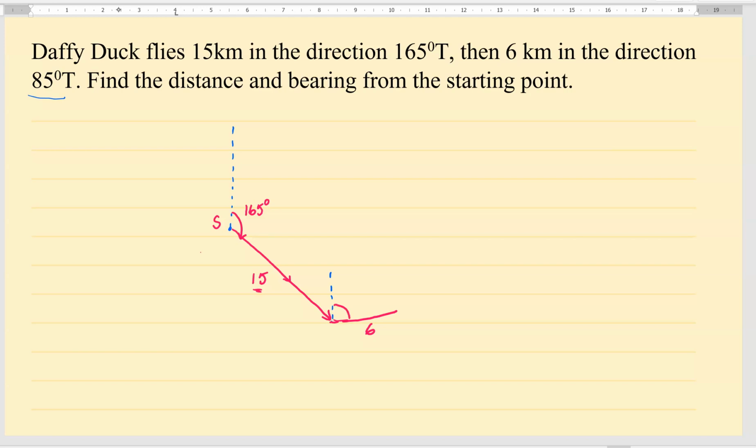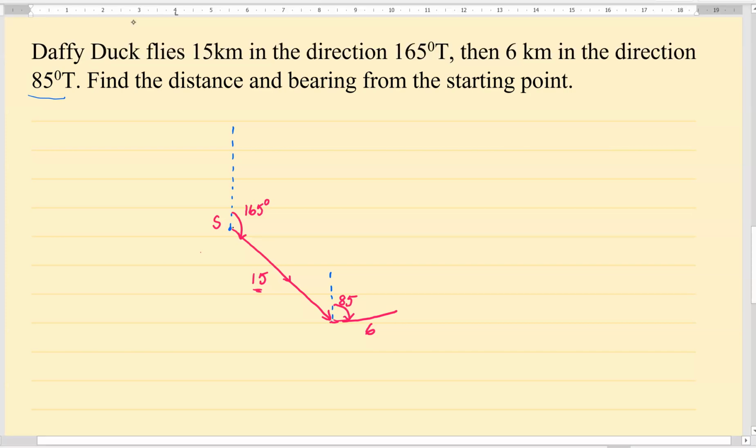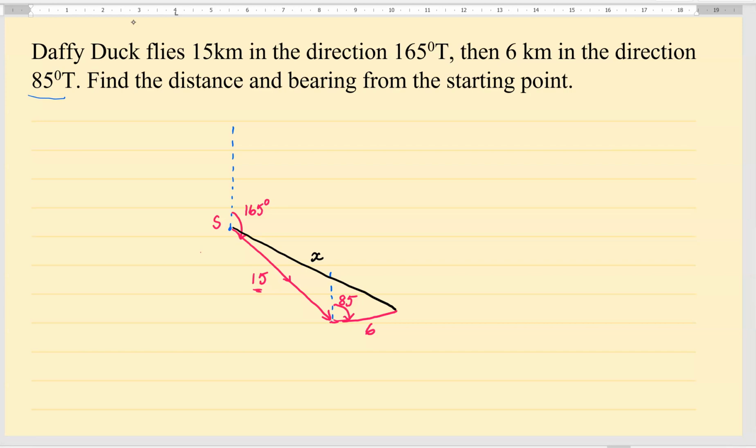And don't forget, pop your angle in. That was 85. Your job is, we would like you to find, well, the question wants you to find this length, right? And we want the bearing all the way to the black line there. And you might think, isn't that 165?